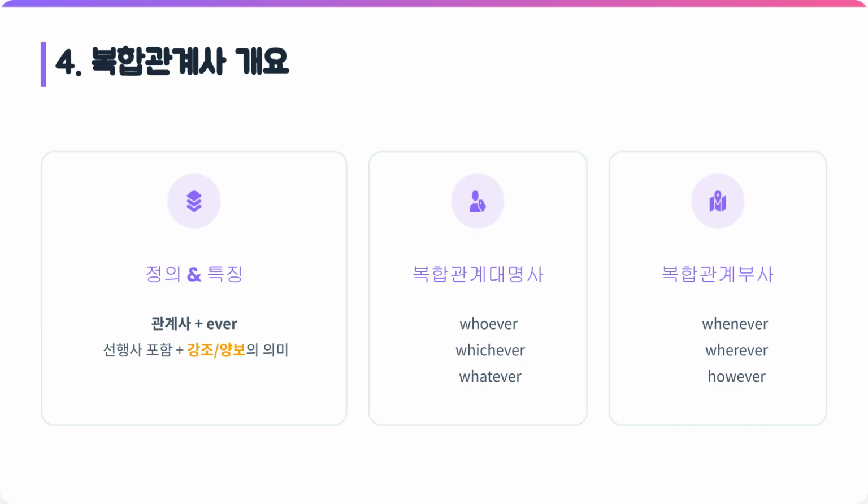Compound relative pronouns are formed by adding "ever" to a relative pronoun, including the antecedent and adding emphasis or a concessive meaning. This includes compound relative pronouns like whoever and compound relative adverbs like whenever.